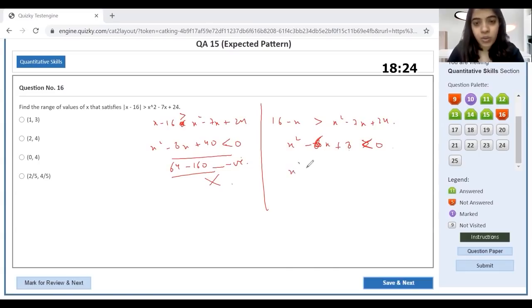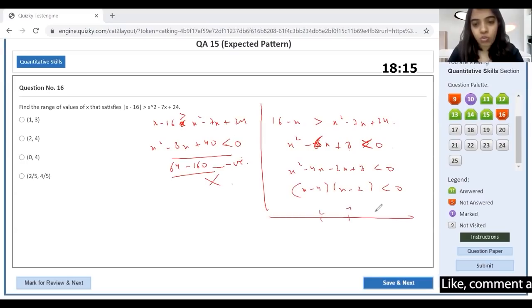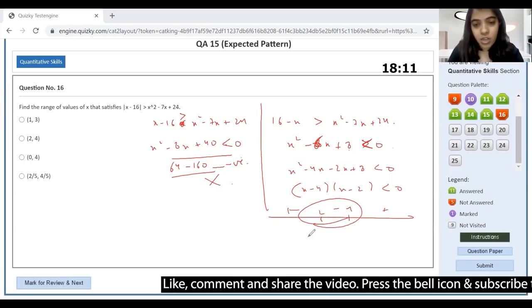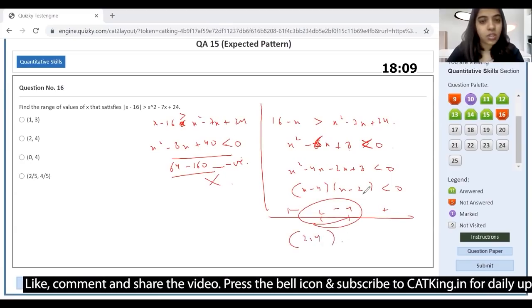8, 4, 2, x square minus 4x minus 2x plus 8 is less than 0. x minus 4, x minus 2 is less than 0. 2, 4, plus minus plus. So this is less than 0. So this is our answer. 2, 4 is our answer.